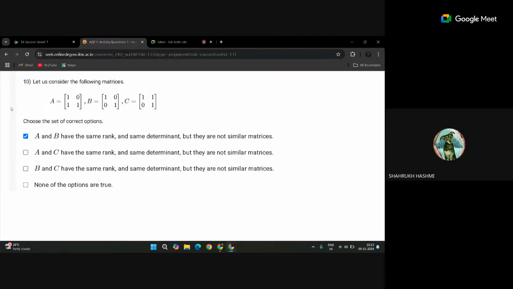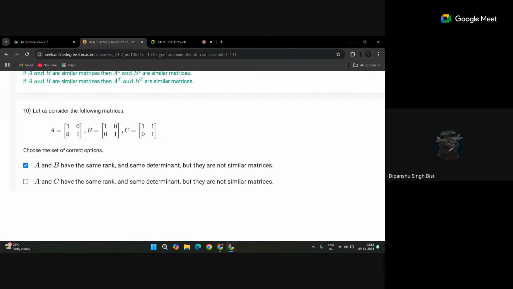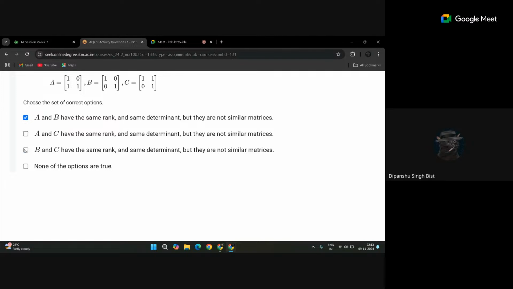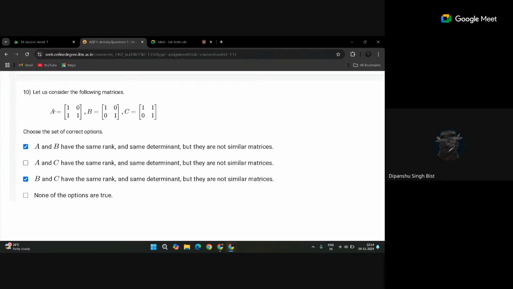Here it is written that they have the same rank, right? Rank of A is 2, rank of C is 2, rank of B is also 2. All of A, B and C have the same rank, and all have the same determinant as well. A and B are not similar, B and C are not similar, but A and C are similar. Okay, so this is the conclusion.